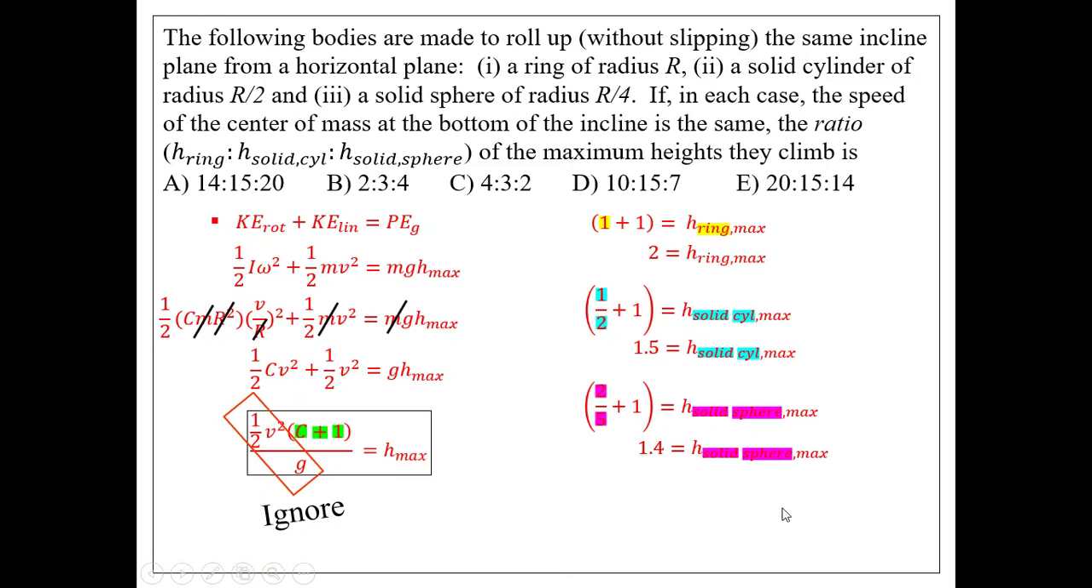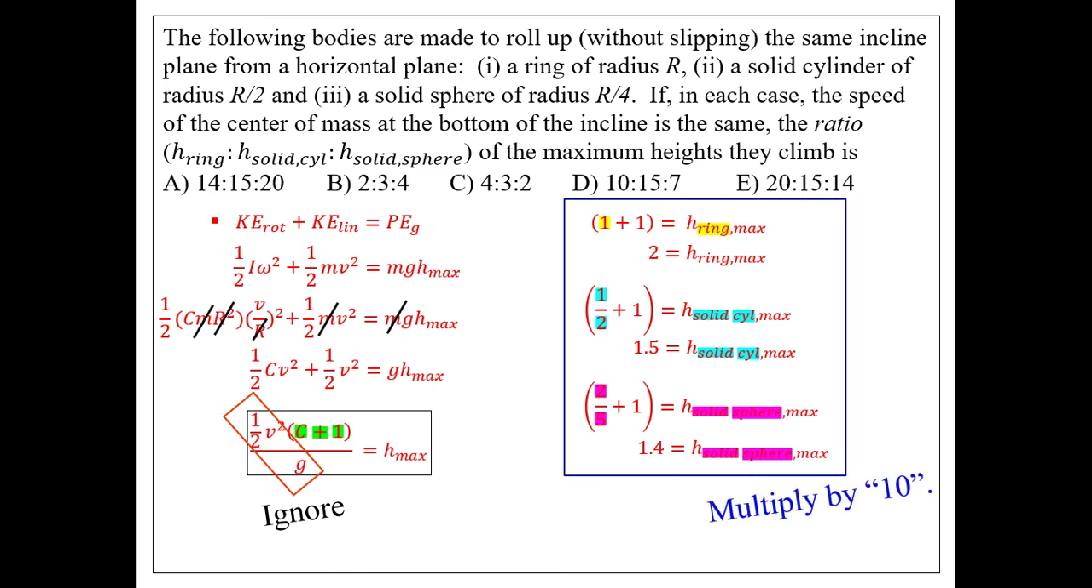Now, once you get here, if you're looking at the answer choices, right, there's no 2, 1.5, or 1.4. So this is where you just kind of have to be a little clever. All you have to do is multiply everything by 10, right? So if you take 2, multiply everything by 10, that will give you 20. 1.5 times 10, that will give you 15. 1.4 times 10, it will give you 14. So remember, it's a ratio problem. So as long as you multiply everything by the same value, it's okay.